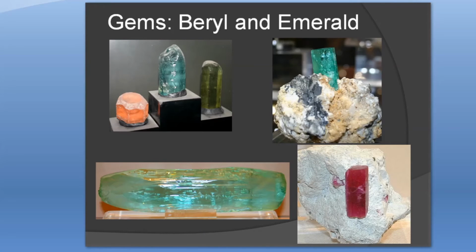Here's an example of beryl and emerald. You can see the blue-green is kind of aquamarine. The pink is morganite. The yellow version of it is called heliodor. And then there's a raspberry red version of it that comes from Utah. This is all the same mineral. It's called beryl. In the green form, it's called emerald.